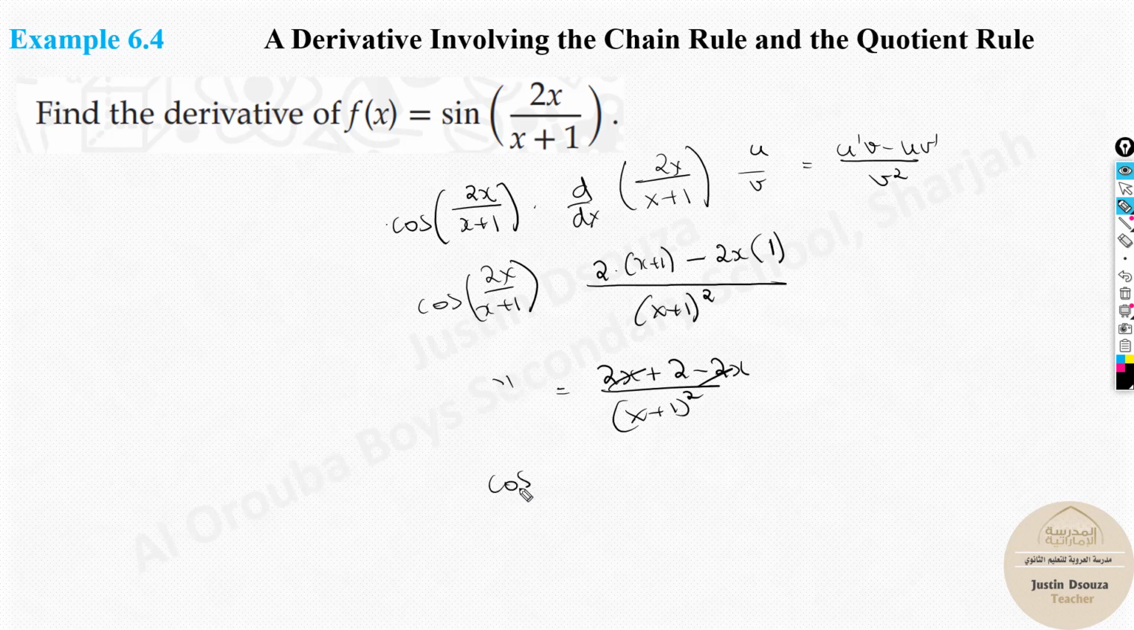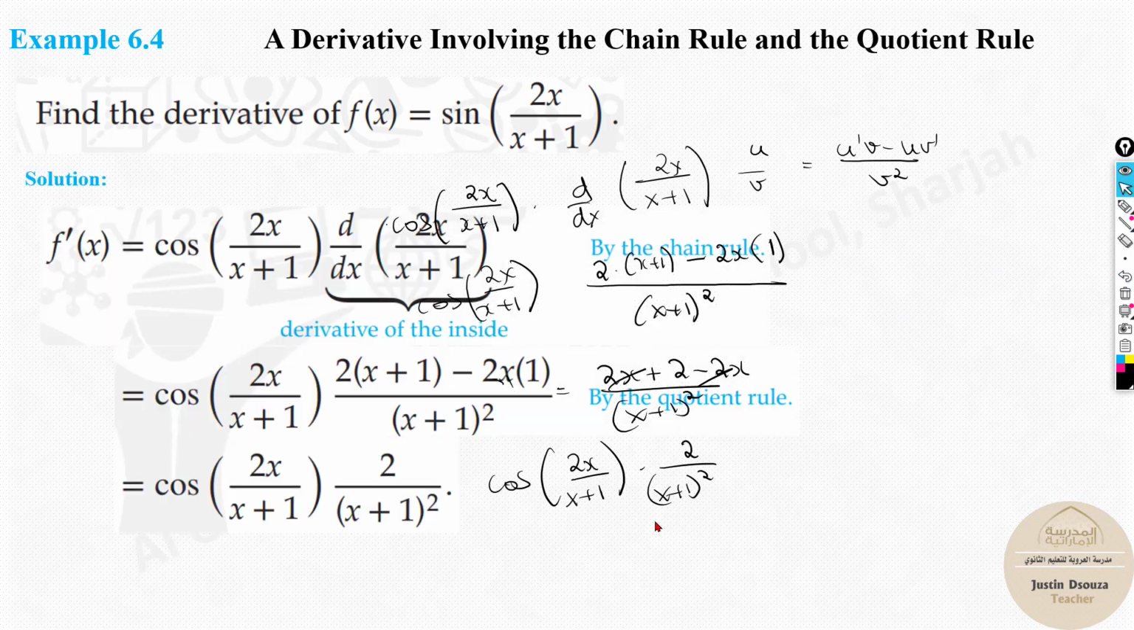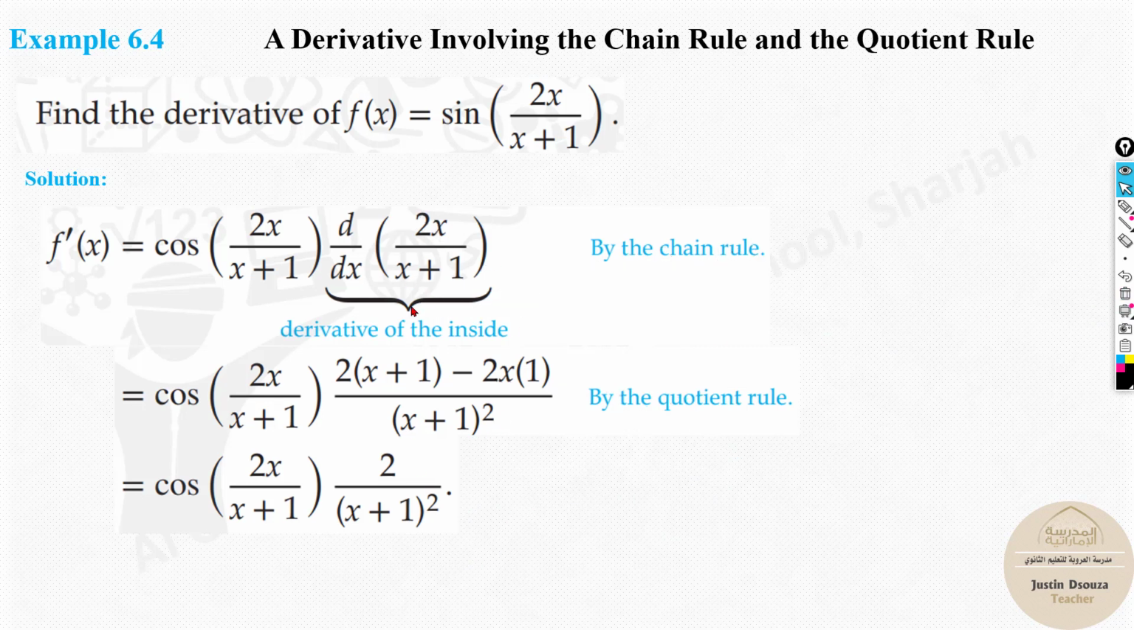Okay, I'll just write it over here. The same thing must be written here as well. 2x by x plus 1 multiplied by 2 divided by x plus 1 the whole square. This is the final answer. You can see it would be cos 2x by x plus 1 multiplied by 2 by x plus 1 the whole square. That's it. Very easy, very straightforward, one by one.